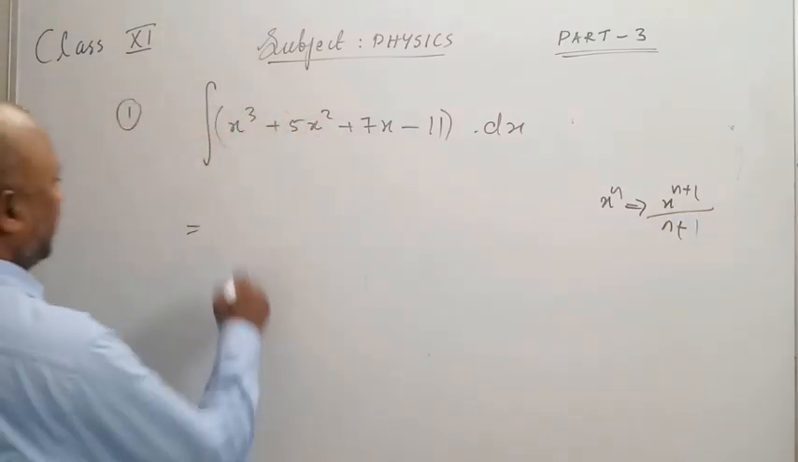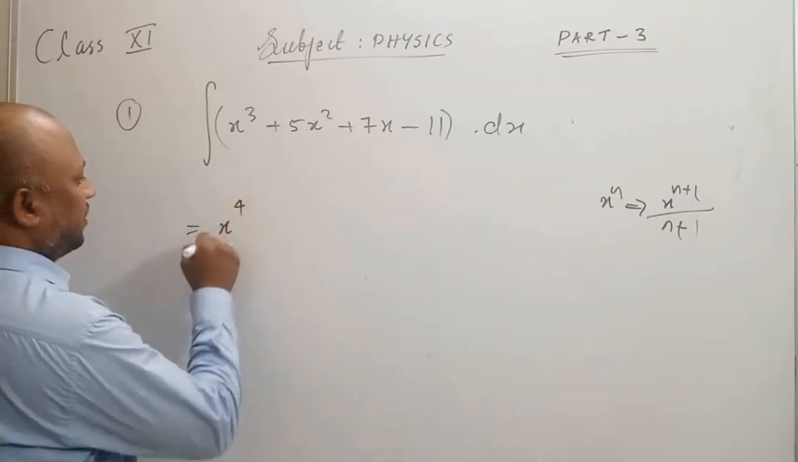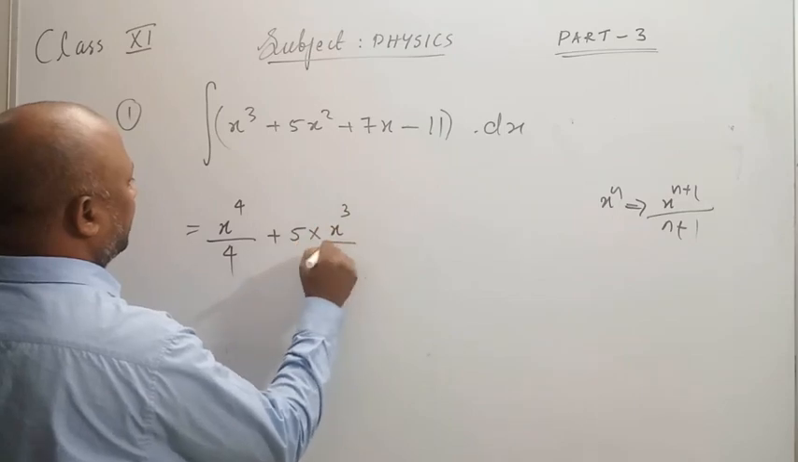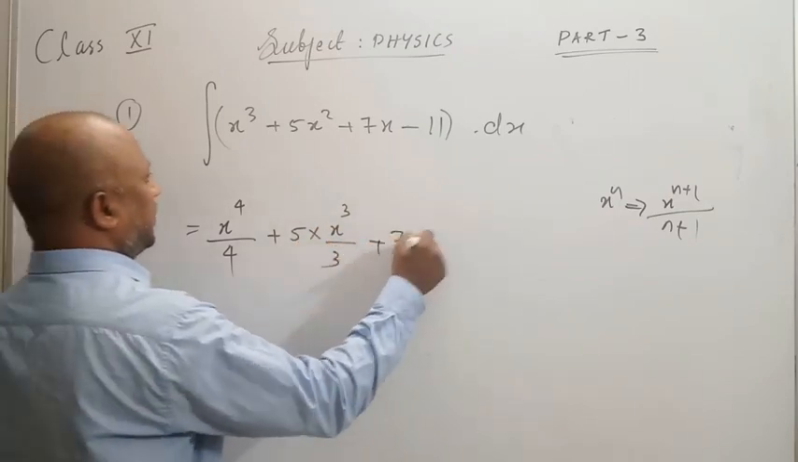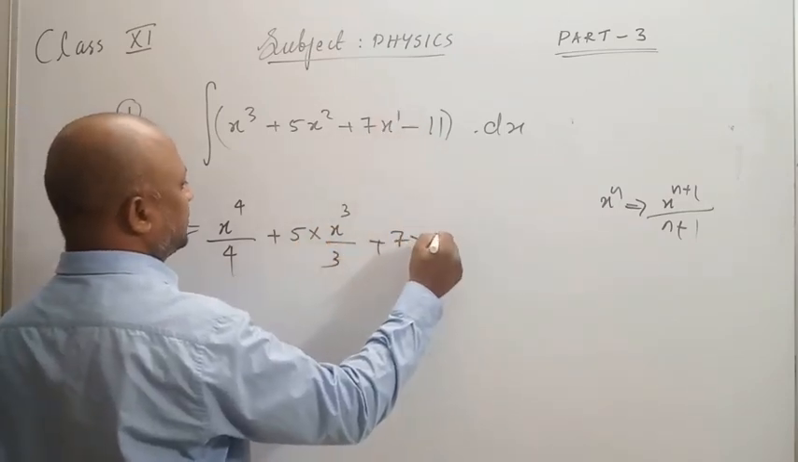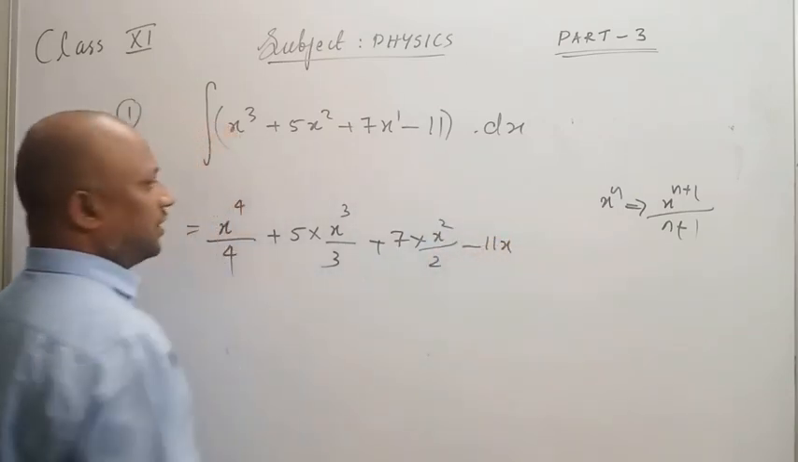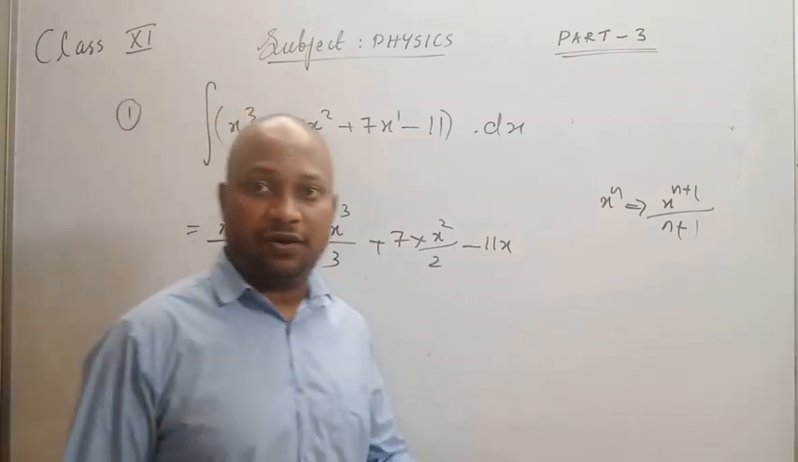So we can write it here, x raised to 3 plus 1 upon 3 plus 1, x raised to 2 plus 1 upon 2 plus 1, and x raised to 1 plus 1, which means x square upon 2, minus 11x.